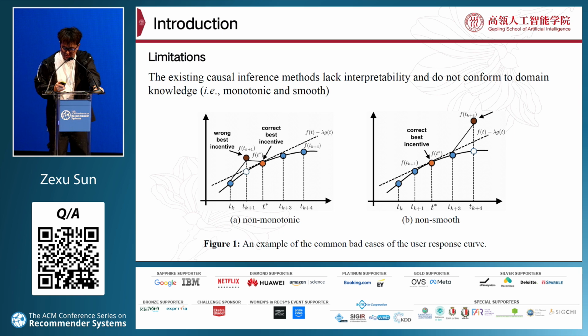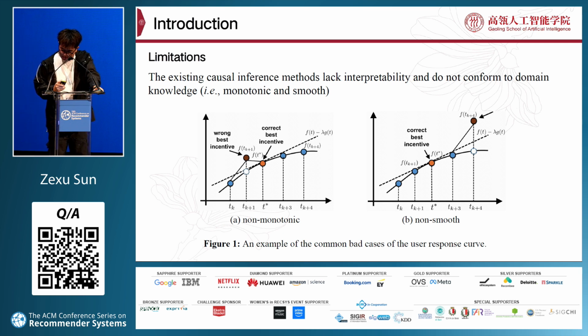Several recent studies have tackled this problem using a two-stage approach. In the first stage, causal inference methods estimate the uplift, and in the second stage, an integer programming formulation finds the optimal allocation based on the predicted uplift. However, there are still some limitations to the existing methods.